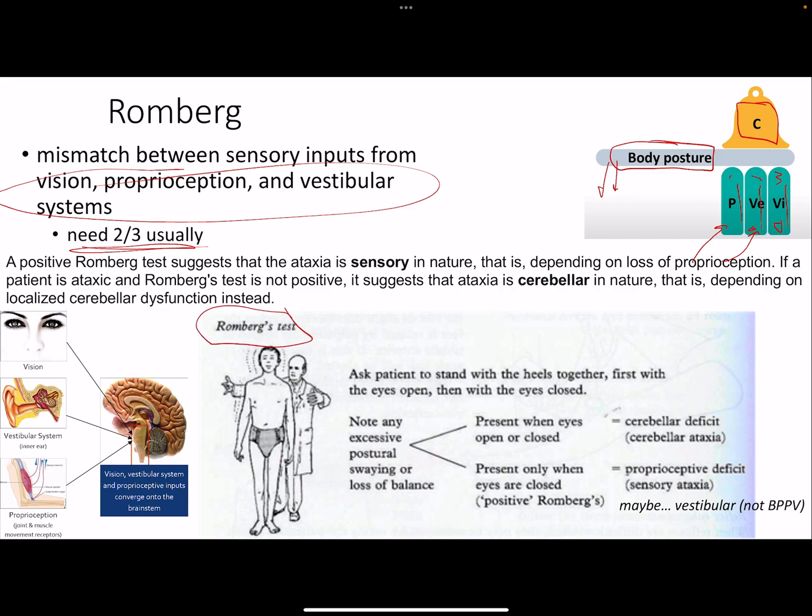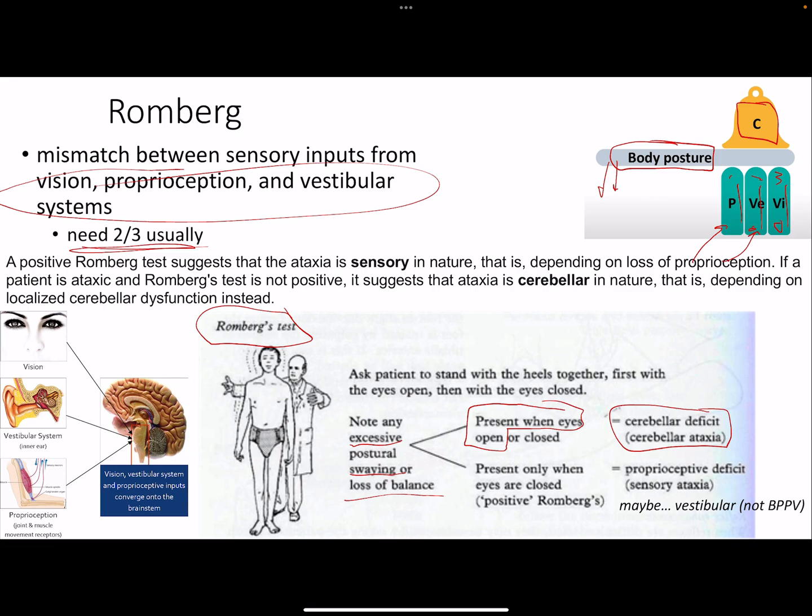So the Romberg test. First, we're going to ask you to just stand there. And if you have excess swaying or loss of balance, even when your eyes are open, then we're going to say that you have a cerebellar issue. Your cerebellum isn't working, your eyes were open and you fell. It's probably the fact that you just can't integrate these things properly. Now, when your eyes close, then you have balance issues. That is said to be a positive Romberg's.